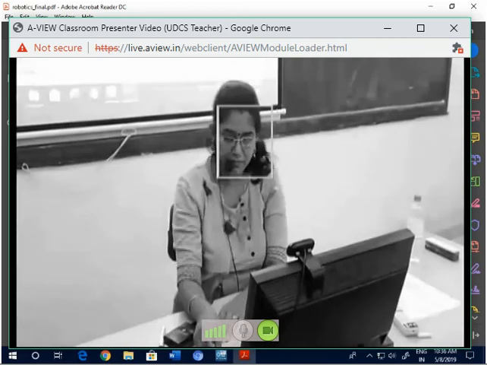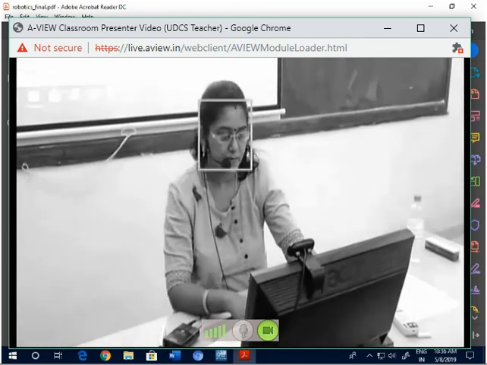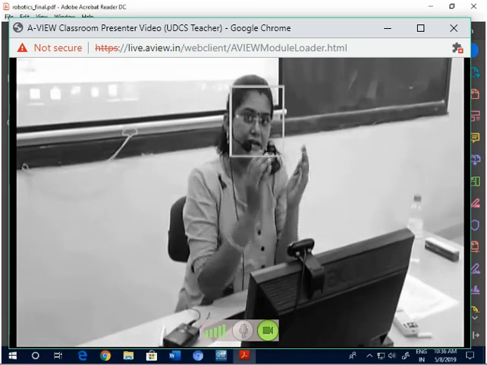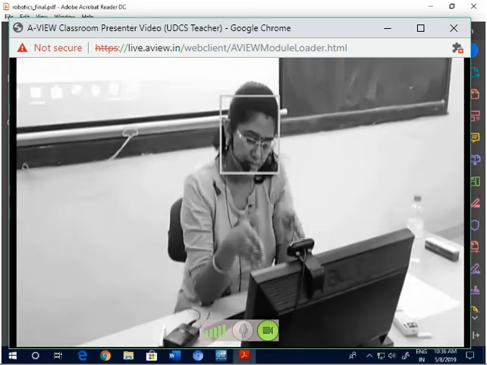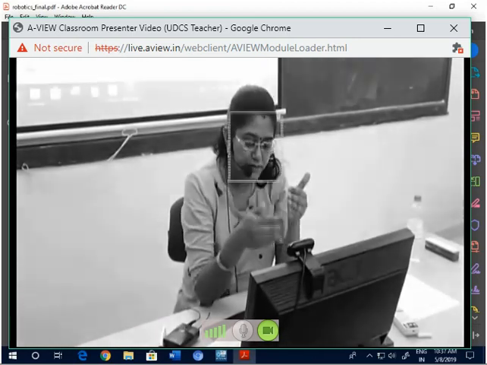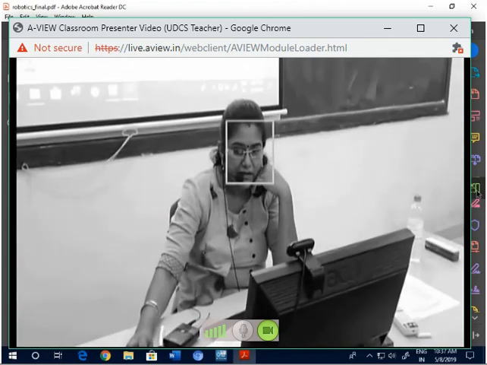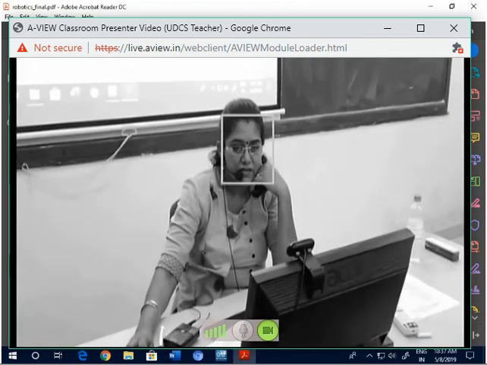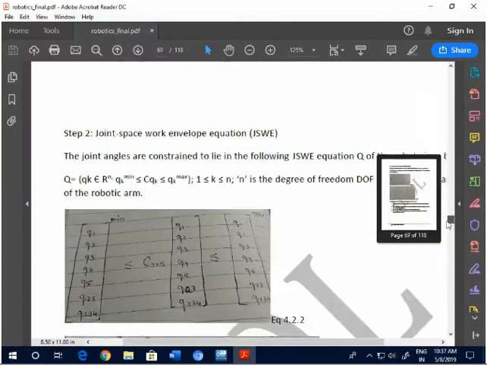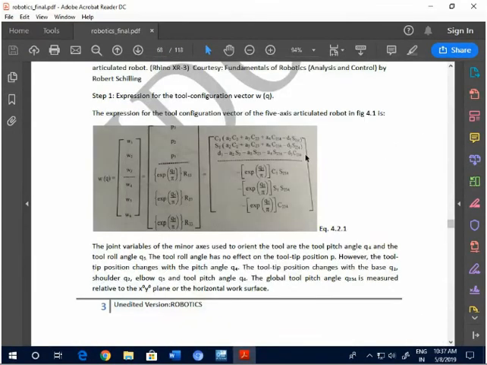Please, students, take note of these positions, because these positions play an important role in finding out the kinematic parameter table. And from that kinematic parameter table, we will be finding out the final matrix, which is given out here.